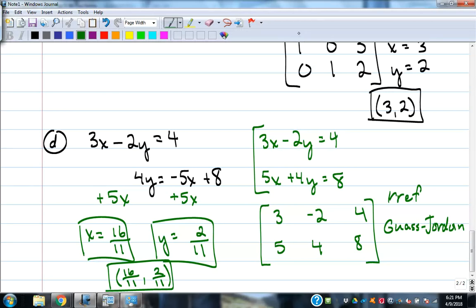Gauss got the 1 in the first place, and then he did substitution to finish it off. Jordan came in and said, if you do a little bit more with your matrix, you'll end up with both answers written in your matrix. So Gauss-Jordan is what they call that. Gauss-Jordan elimination or solving. Gauss-Jordan method of solving, but it's reduced row echelon form is what they called that when they got done.